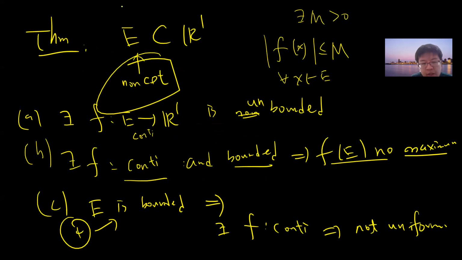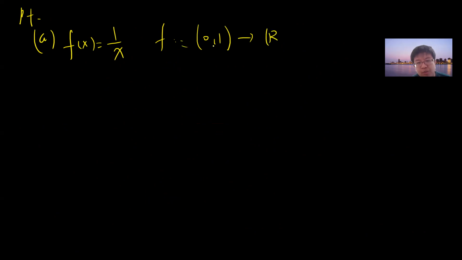Okay, so A is proof. A is really simple, right? A says that some continuous function is unbounded. We just take f of x is 1 over x and define f on the open interval (0, 1) mapped to R. So trivial, because I do not touch 0. This is continuous at every point, but it is unbounded, because when I approach 0, it can be arbitrarily large.